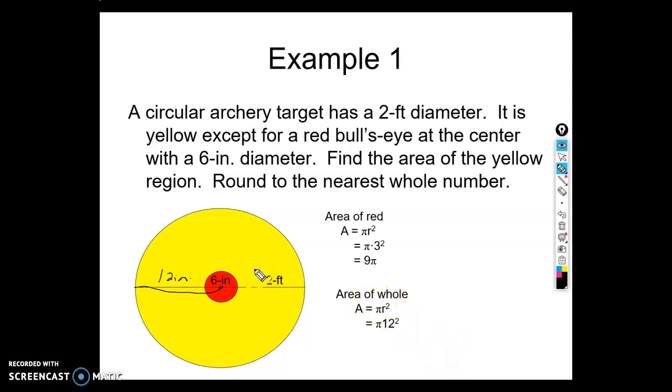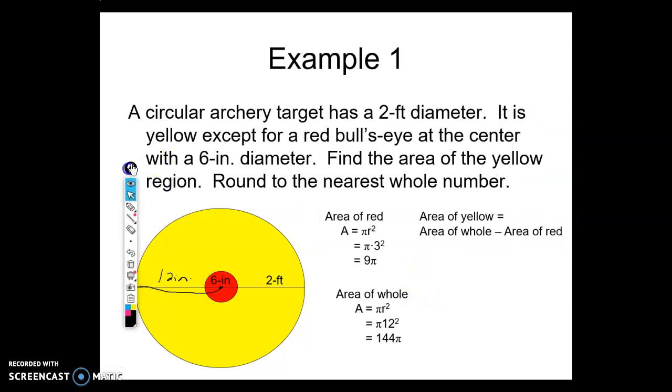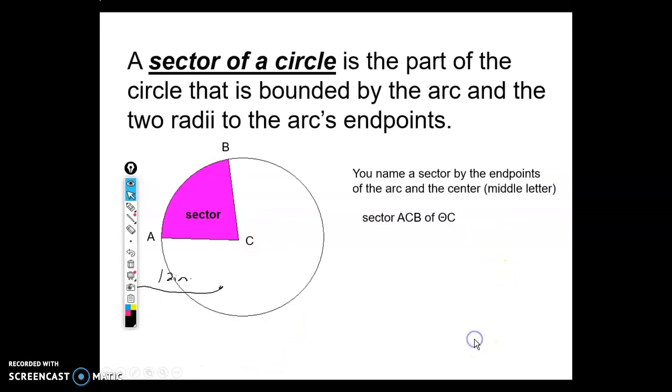Now, just the yellow then, you would do what? Good job. You're going to subtract the two of them. The area of the whole minus the area of the red. So 144π minus 9π, and there you go, 135π. You can multiply by π if you're rounding to the nearest whole number. It'd be 424 inches squared. Now remember, if you're dealing with area, you should have your answer in units squared.